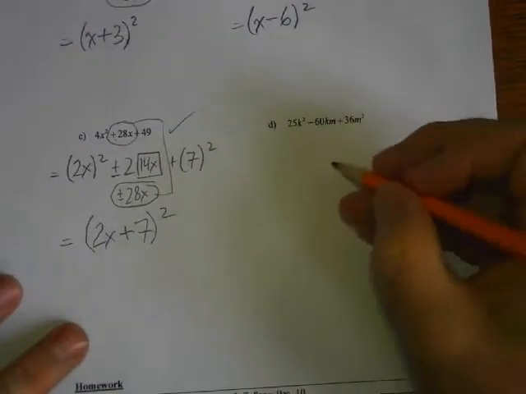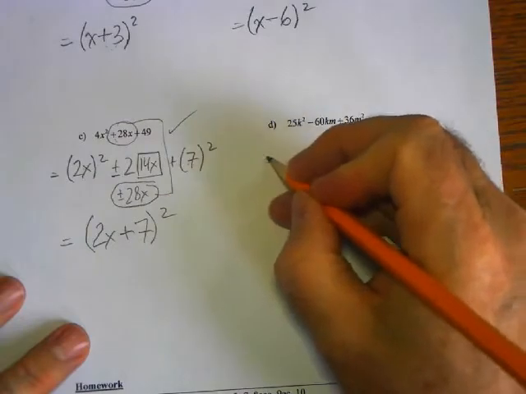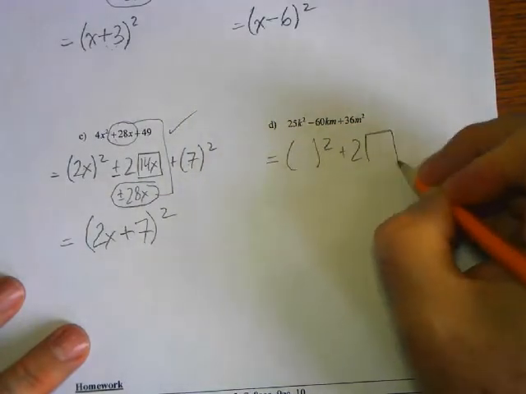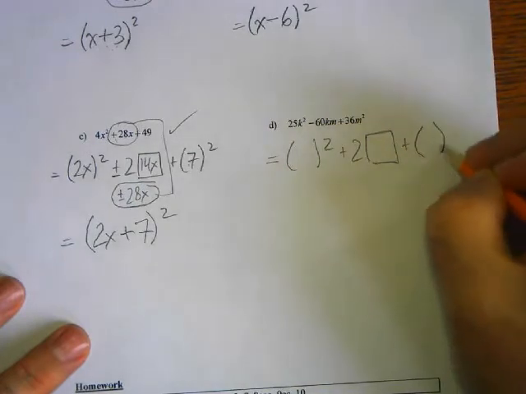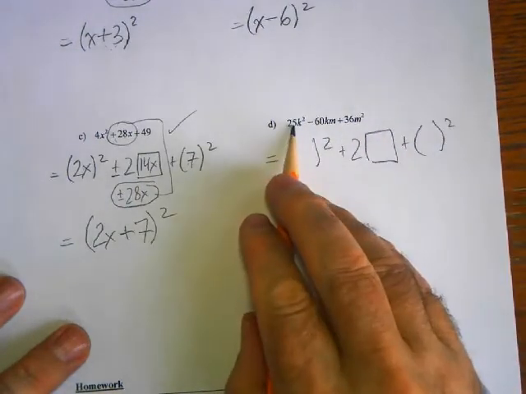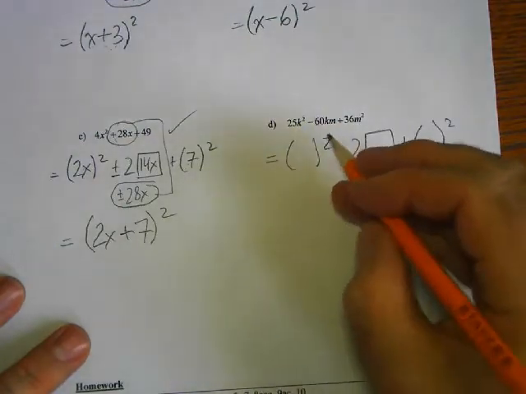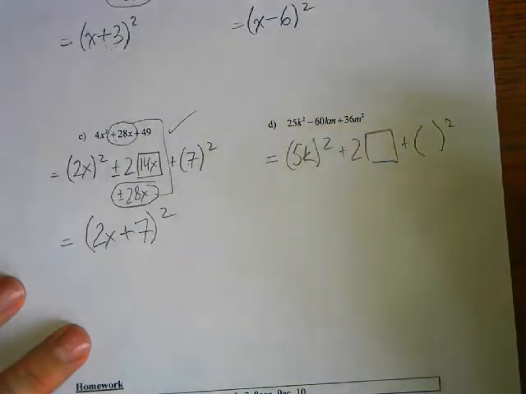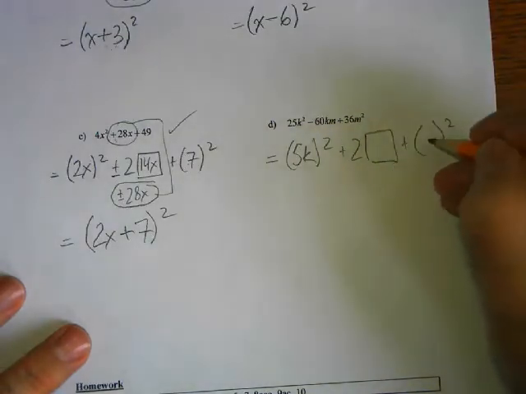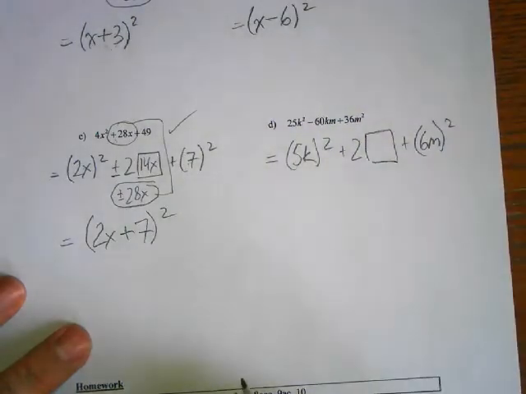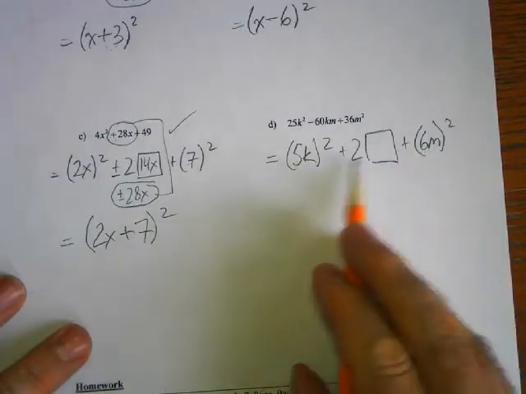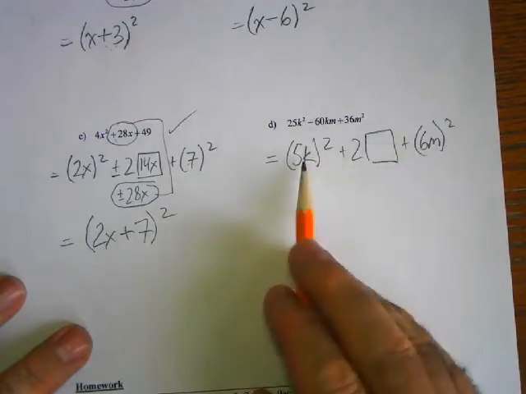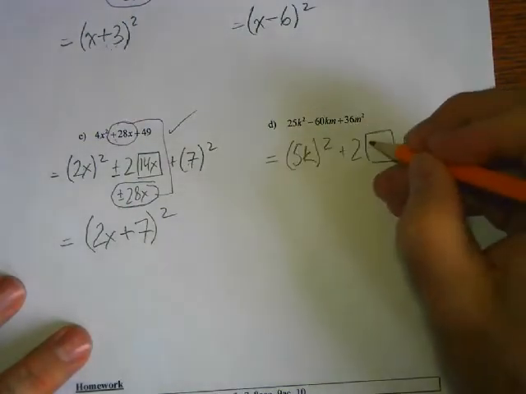Okay, last one. Set up our template, bracket squared plus 2 box plus bracket squared. Fill in the brackets: 25k squared, so I would have to square 5k. And 36m squared, I'd have to square 6m. Okay, now this is a little more complicated. I got two variables. If I multiply these two brackets together, the a and the b, I get 30km.